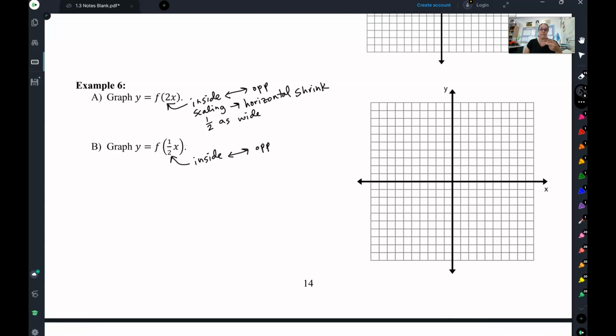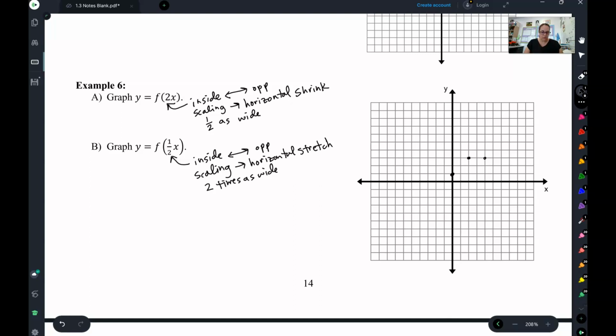So we take that number and flip it. So this one is also a scaling, but because it's opposite, it's not half as wide. It's going to be 2 times as wide. Because that inside one is always opposite. So this is our horizontal stretch. So let's try this out.